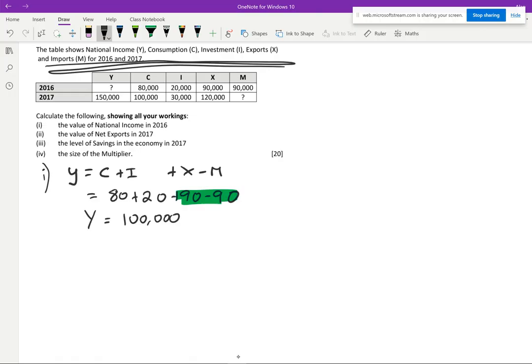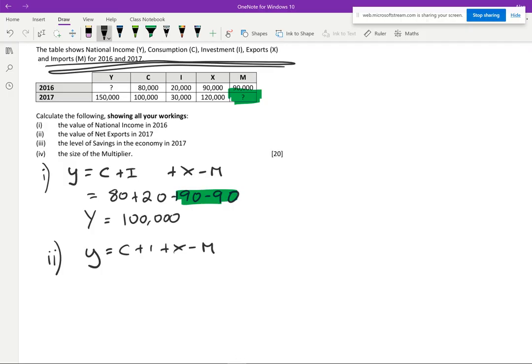So part 2. Calculate the value of net exports in 2017. So 2017, we're looking at this value here. They're asking us, what is that? Okay, well, again, it's the same sort of stuff, to be honest with you. We just need to work a couple of things out. Let's just put in what we know. So again, same formula. Y is equal to C plus I plus X minus M. We don't have the G.